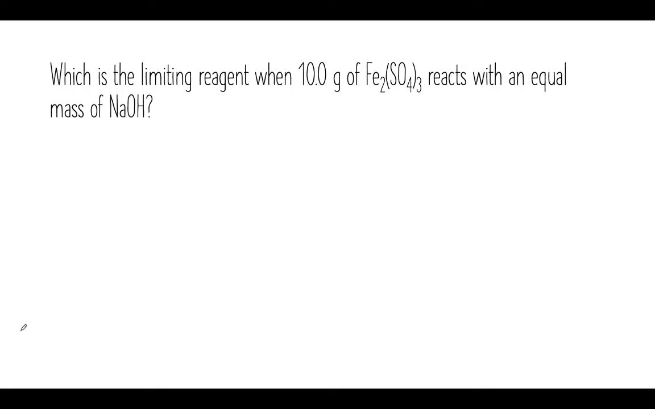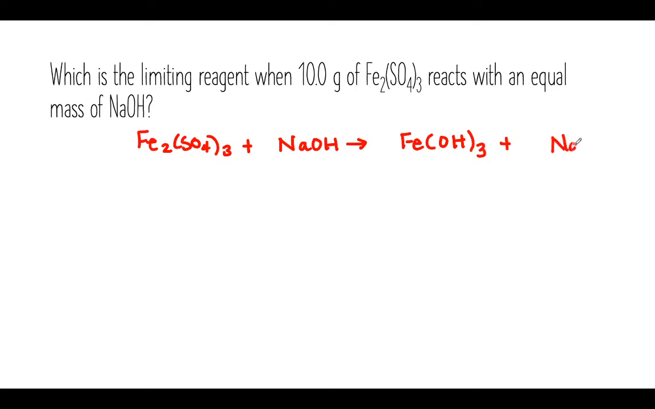of those products, right? So let's take a look at the first example, which is a limiting reagent when 10.0 grams of Fe2SO4 reacts with an equal mass of NaOH. So our reaction is still going to be the same. So I'm going to just write it out here. Fe2SO4 plus NaOH gives us FeOH3 plus Na2SO4. I'm going to write in the coefficients as well. We balanced this in method 1. So we have the fully balanced reaction there.